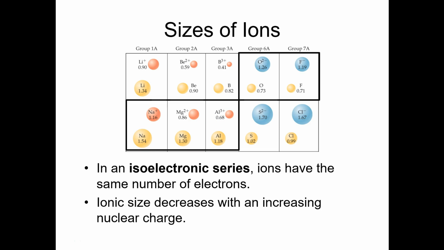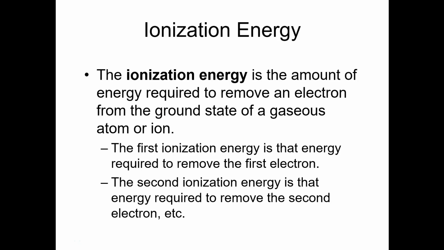Let's now get to the last bit, which is what's called ionization energy. And we define ionization energy as the amount of energy required to remove actually a mole of electrons in the ground state from a mole of gaseous atoms or ions. And so this is always given as kilojoules per mole.